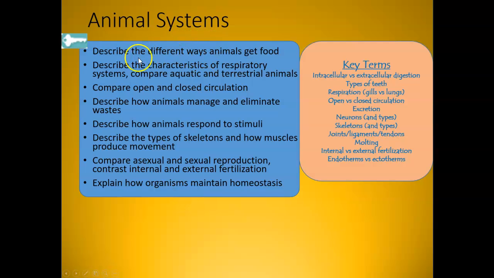There's kind of our key concepts: describe different ways animals feed, describe the characteristics of the respiratory system, open and closed circulation, how animals manage and eliminate waste, respond to stimuli, skeleton and muscles, asexual and sexual reproducers, maintain homeostasis. We didn't really get to this one, but we'll get to that later when we get to the nervous system. And again, kind of the key terms, you can see them listed over on the side there.